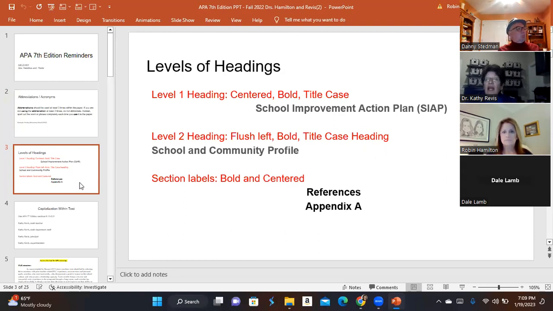And notice that is title case, which means all of your major words and proper nouns that are at least 4 or more letters long, you're going to capitalize. And then we have section labels. You will have a reference section and you will have an appendix section. And so those are bold and center. And those are most of the things that you're going to use as far as your levels of headings.